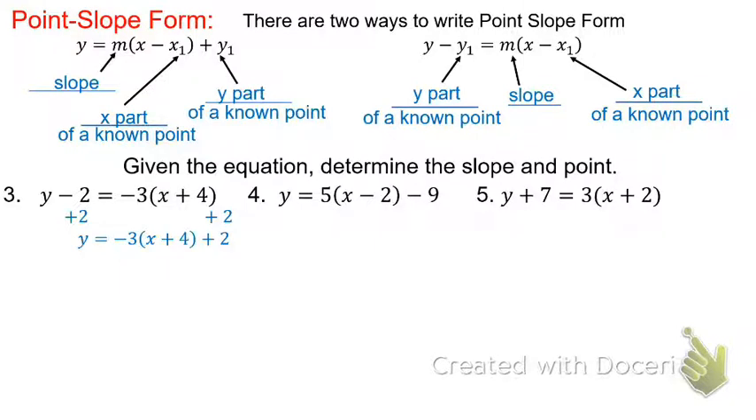We can see pretty clearly that the slope, the number in front of the parentheses, is -3. In the parentheses, it should be x minus, and it's not. So like I said before, if you see the x plus 4, that's telling you it's really x minus the negative 4. So the x part of that known point is -4. And then the y is just whatever it says over here when it's in this form. In this case, y is 2. So if x1 is -4 and y1 is 2, then the coordinate is (-4, 2).